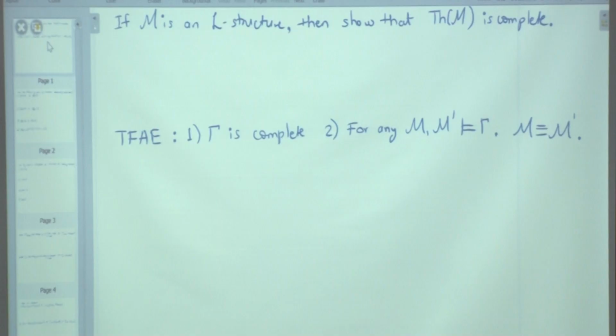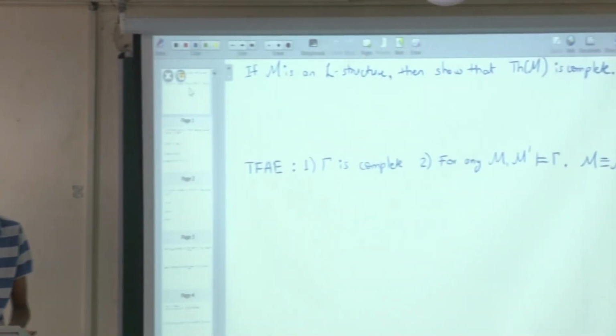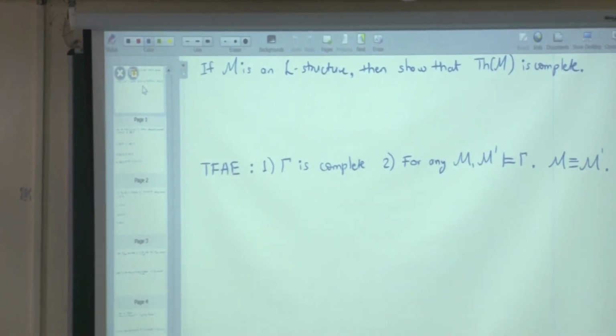Okay, let us begin. If M is an L structure, show that the theory of M is complete. Any ideas how to prove this? I think we have discussed this in the class. Just a recap of things.